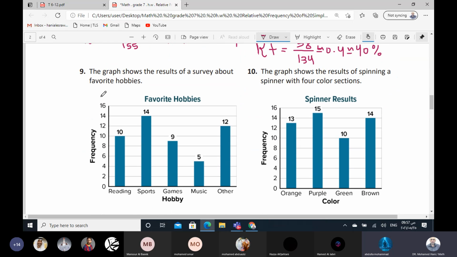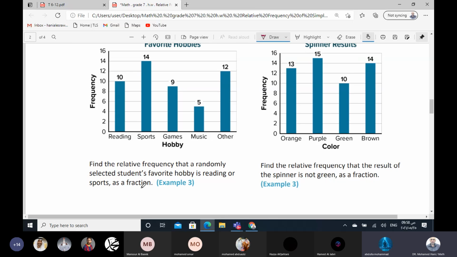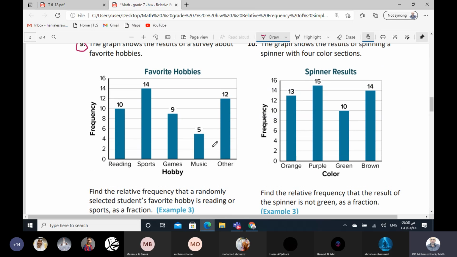Okay, great. Who can read exercise number 9? Abdullah Jabri. Okay, Abdullah. The graph shows the result of a survey about favorite hobbies. Favorite hobby: reading, sport, game, music, other. Find the relative frequency that a randomly selected student's favorite hobby is reading or sport as a fraction. Thank you, Abdullah. As you see, we have this diagram, favorite hobbies. We have reading, sports, games, music, other, and here we have the frequency.